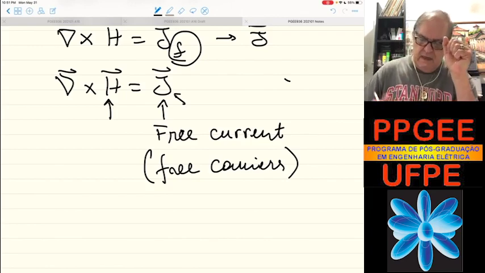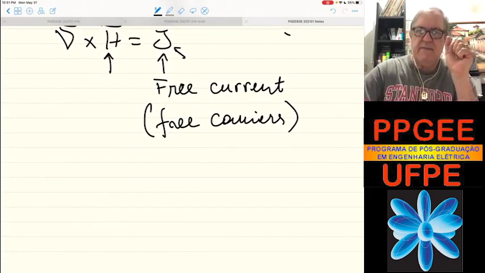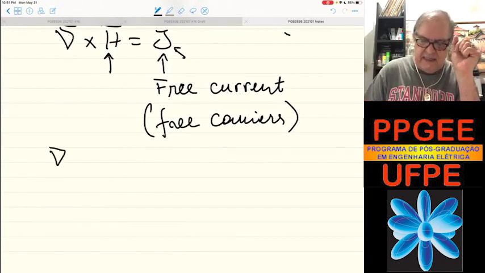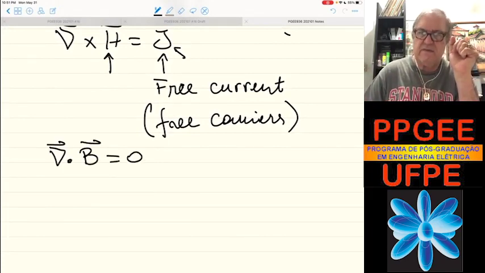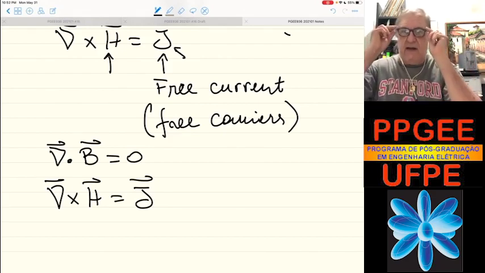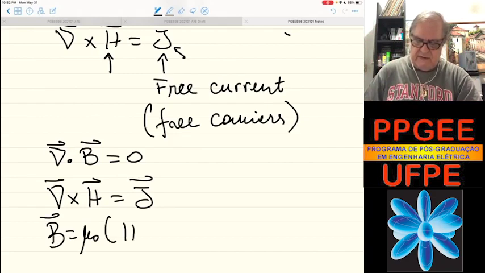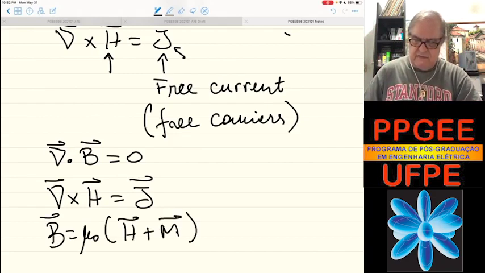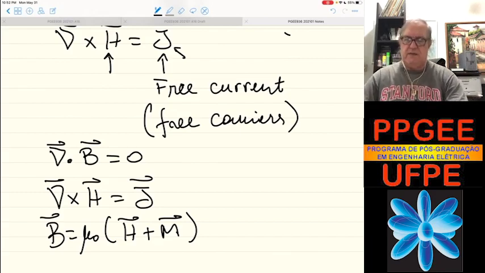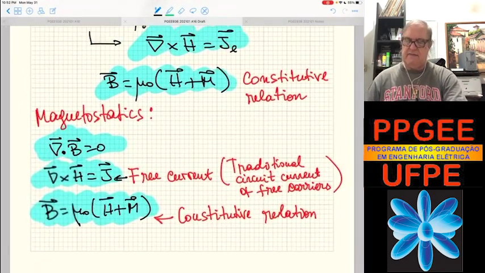Okay? So now we have Maxwell's equations. Magnetostatics is represented by divergence of B equals 0 and curl of H equals free current density. We are not going to use the subscript anymore. And the constitutive relation depends on the nature of the medium. So that's what we have to summarize Maxwell's equations for magnetostatics.